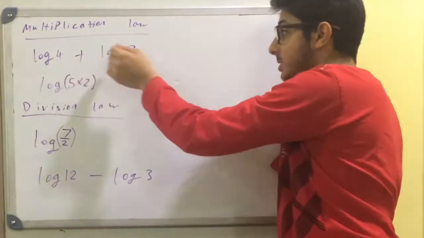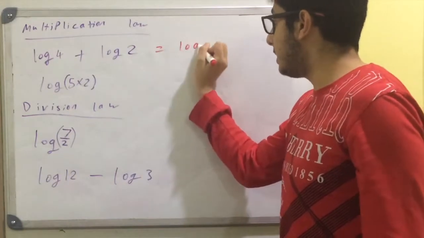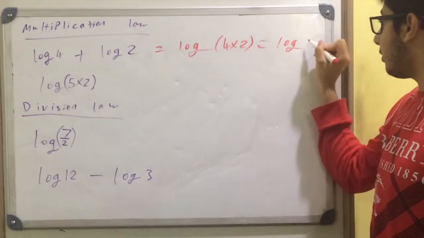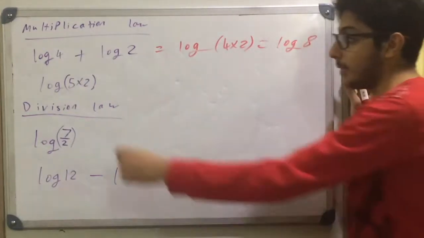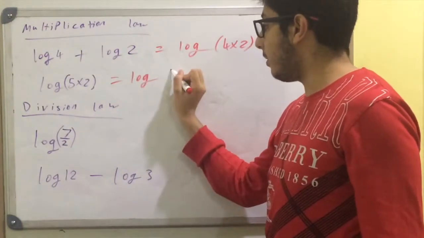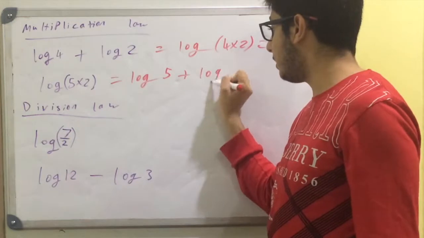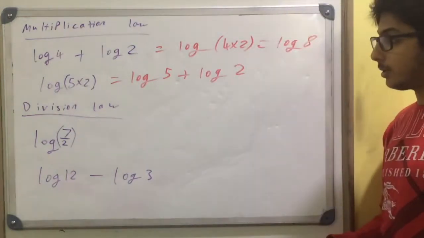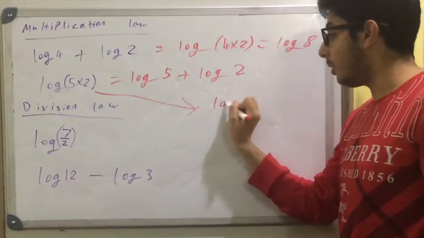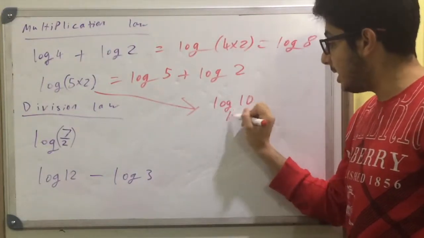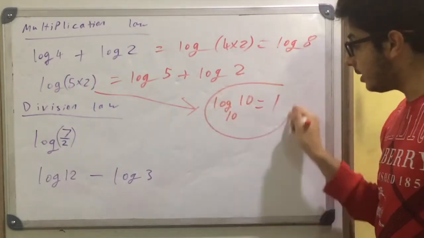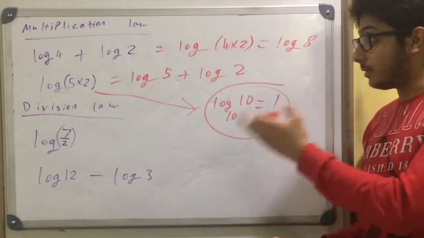Logarithm 4 plus logarithm 2 can be written as logarithm of 4 multiplied by 2, so logarithm of 8. Logarithm of 5 multiplied by 2 can be written as logarithm of 5 plus logarithm of 2. Or, to simplify it even more, logarithm of 5 times 2 is logarithm of 10. It's already in base 10, and that equals 1, which is also another law of logarithms.